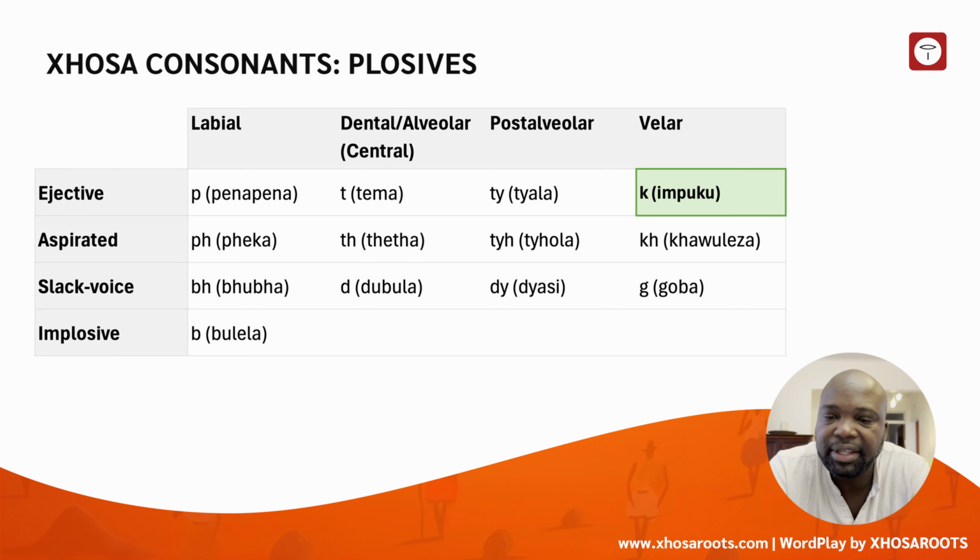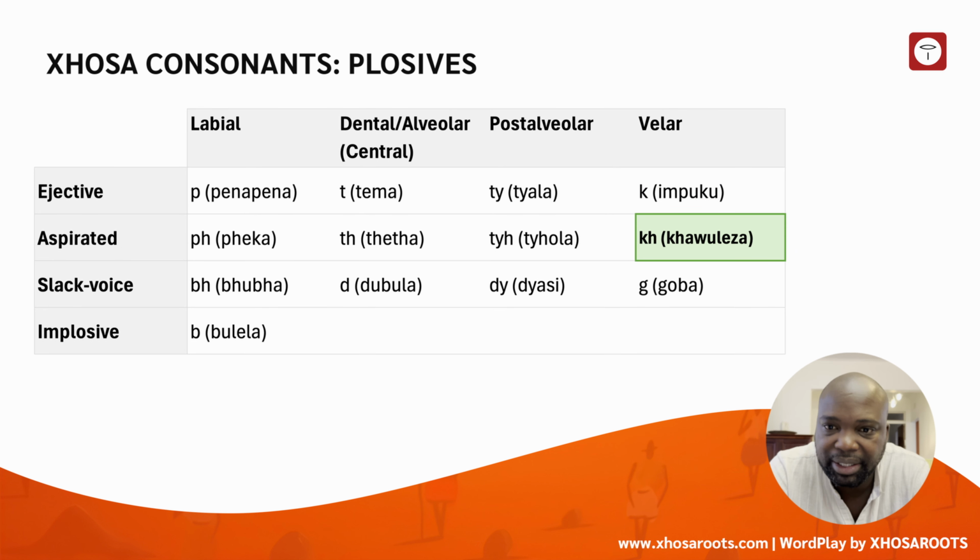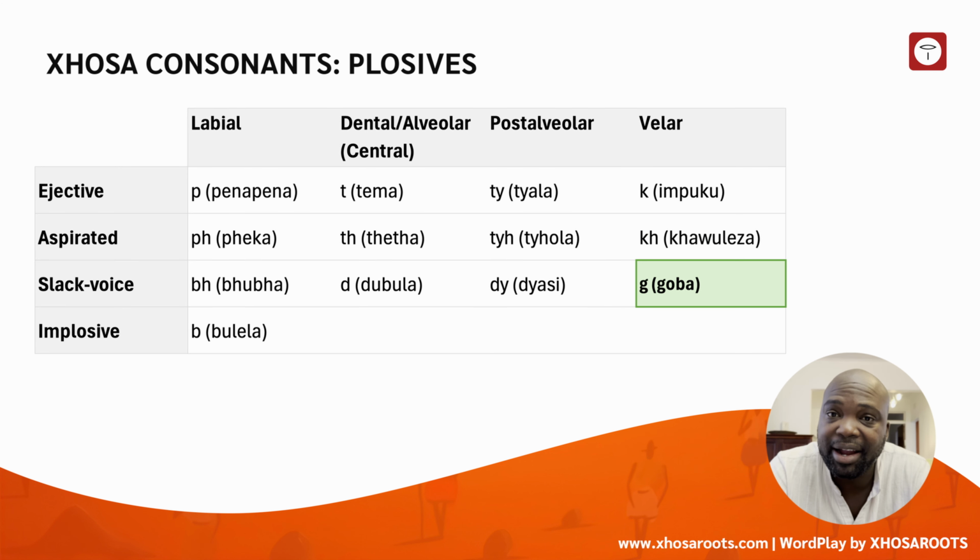An example is impuku, a mouse. The aspirated version, ka, kauleza, hurry up. And then we have the slack voice version, which is ga, goba, bend.